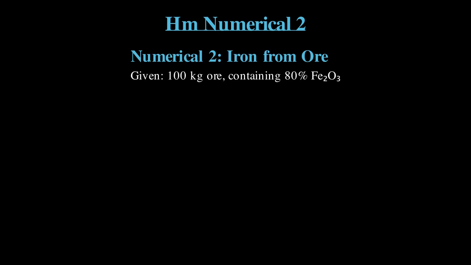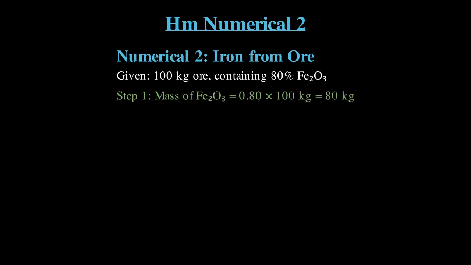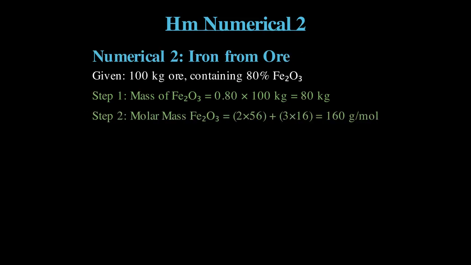First, let's identify what's given. We have 100 kilograms of ore, and purity is 80%. Step 1, find the actual mass of Fe2O3. This is 80% of 100 kg, which is simply 80 kg. Step 2, we need the molar mass of Fe2O3. That's 2 times 56 for iron, plus 3 times 16 for oxygen. This is 112 plus 48, which equals 160 grams per mole. Within this 160 grams, the mass of iron is 112 grams.